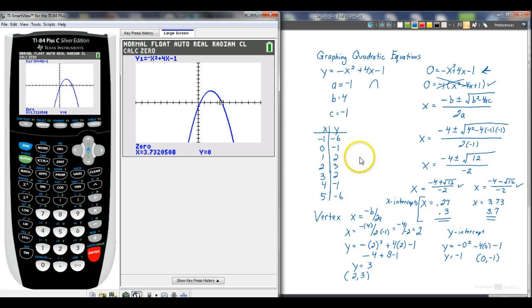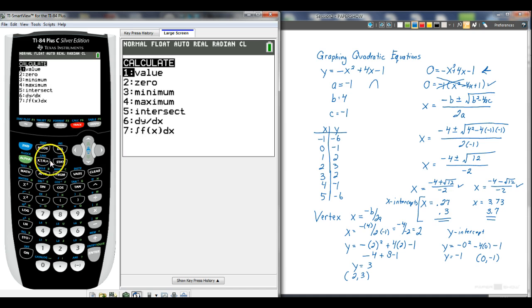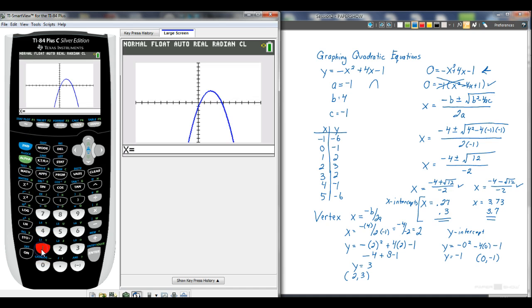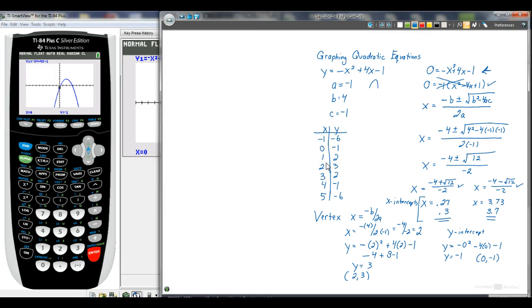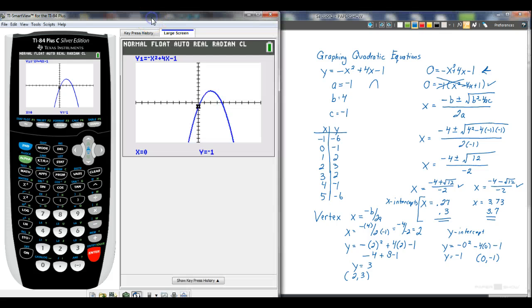The last one we can do is use our calculator. We can do this anytime we want to do a calculation. We go to second calc, and we're looking for the value. We can let x equal anything. In this case, we want it to be 0, and hit enter, and it calculates it, (0, -1). So if the numbers are integers, then we could just pick them off the table. But if not, this is how we would go ahead and find it.